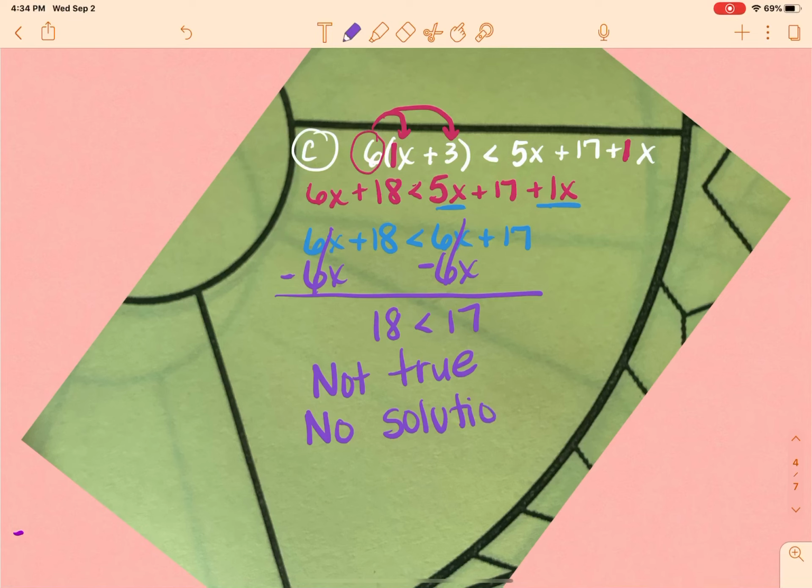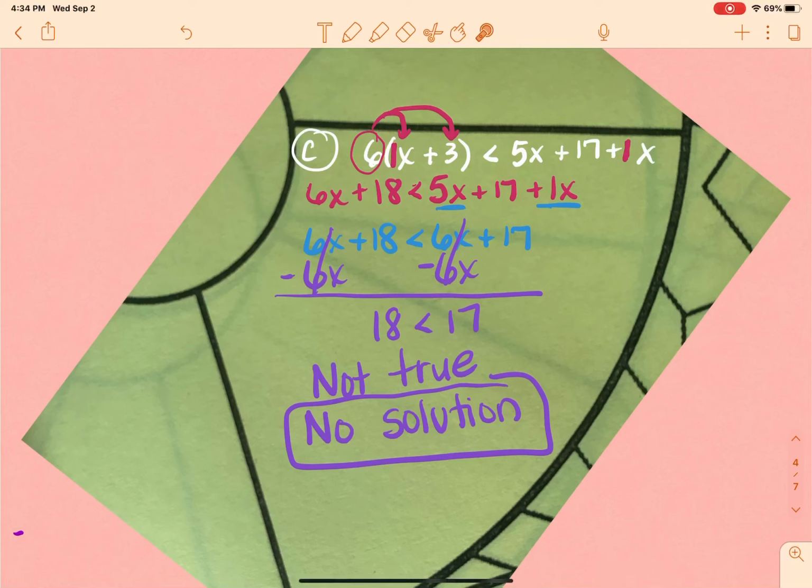Now, the reason there's no solution is because no matter what I went back and put in for x back here, there's no way that I could make 18 be less than 17. There's no way that that would happen. So I just want you to keep in mind that's why that's true. If your x's completely cancel out and what you're left with is not a true statement, that's going to be no solution. That's one of those exceptions to the rules kind of thing.